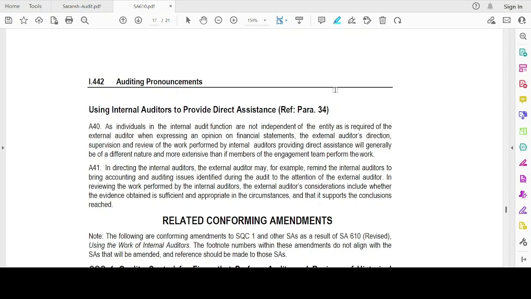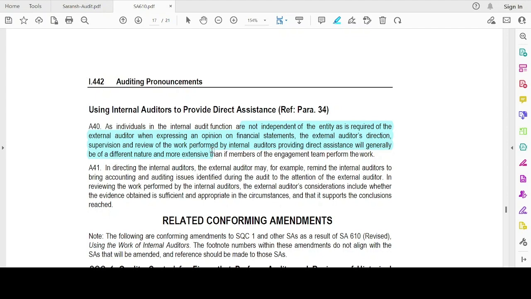The last point for the day: using the internal auditors to provide direct assistance. As individuals, the internal audit function's staff are not independent of the entity as required of the external auditor. The external auditor's direction, supervision, and review of the work performed by the internal auditors providing direct assistance will generally be of a different nature and more extensive. I am going to review the work performed by a person dependent on the entity. So I have to exercise greater control to ensure that the work is not biased and is proper.